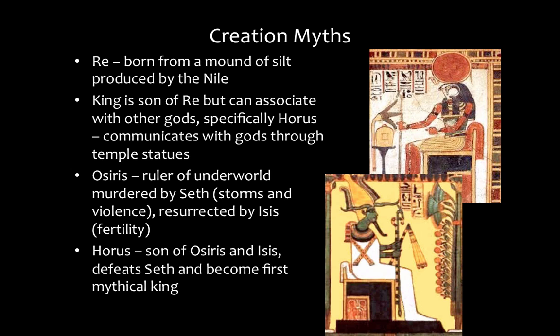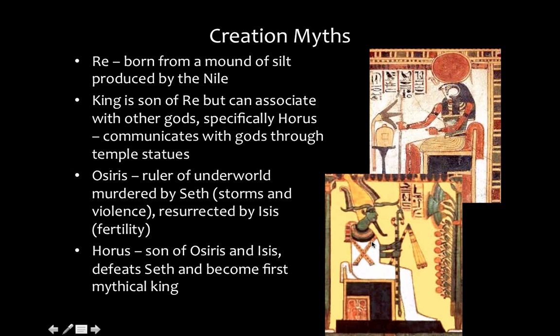So some of the gods that are associated with the Egyptians are Ra, who is born from a mound of silt produced by the Nile. So these are all great examples of creation myths, this myth of where do people come from, where do the gods come from. So Ra is said to be born from a mound of silt. He's associated with the sun, and he's featured here very often with this hawk head and a sun disk on top. The king of Egypt is often depicted as the son of Ra, but can also associate with other gods, specifically Horus. He communicates with gods through temple statues.